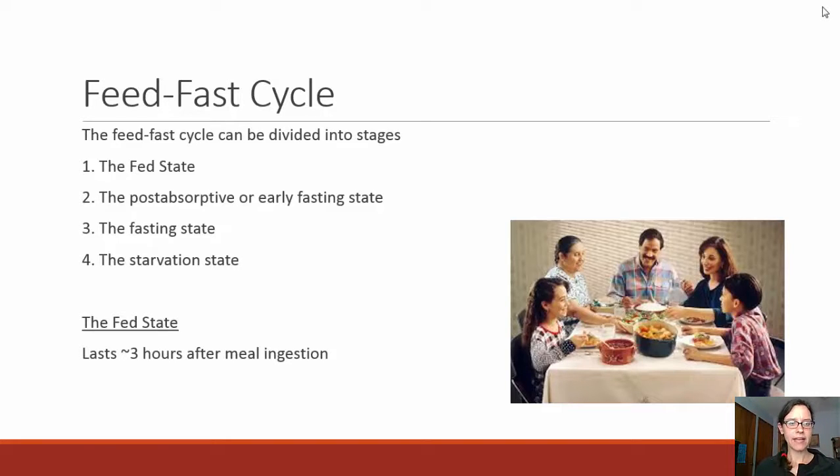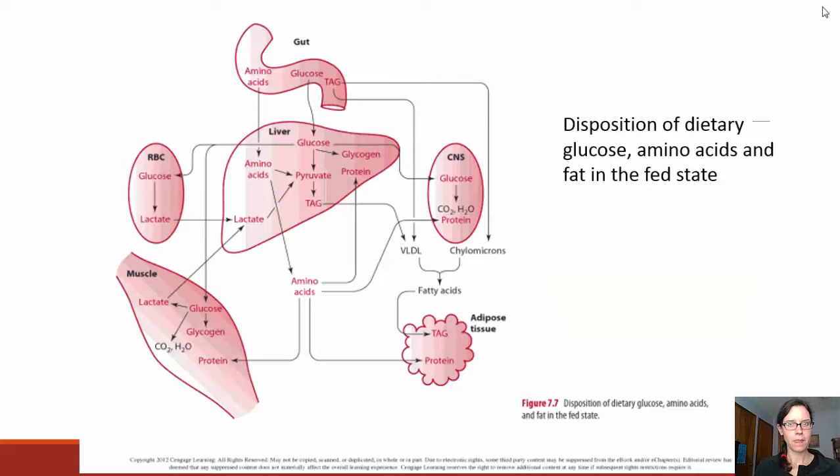So first we have the fed state lasting about 3 hours after meal ingestion. And again, we will come back to these figures, so don't worry too much right now about the other macronutrients. Let's focus specifically on protein and amino acids here. So here is the disposition of dietary amino acids in the fed state. So here we have amino acids from the gut. Amino acids go to the liver.